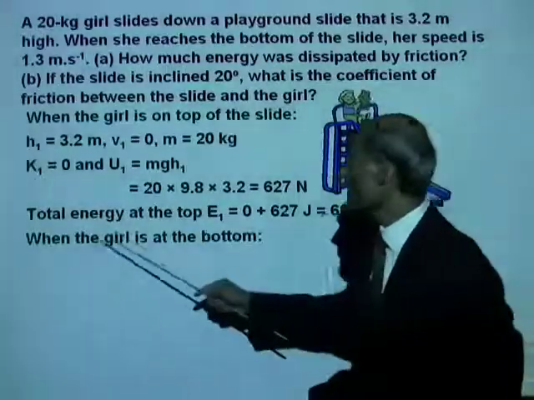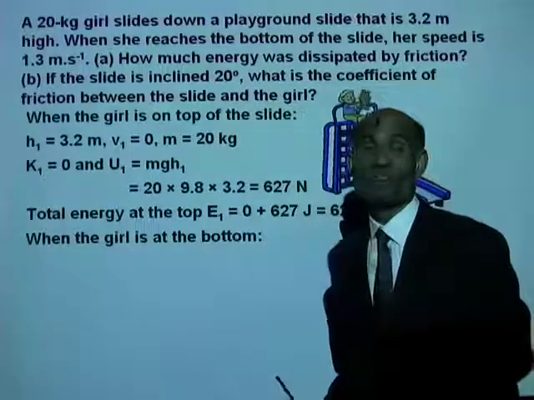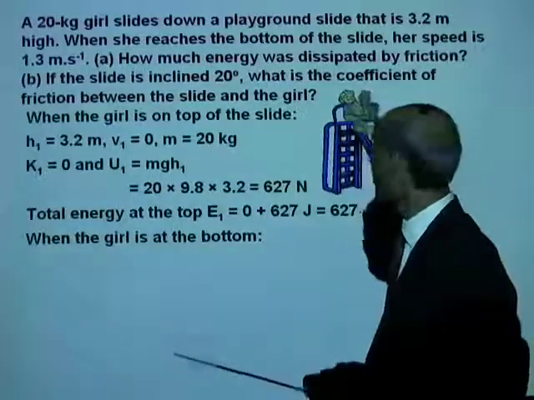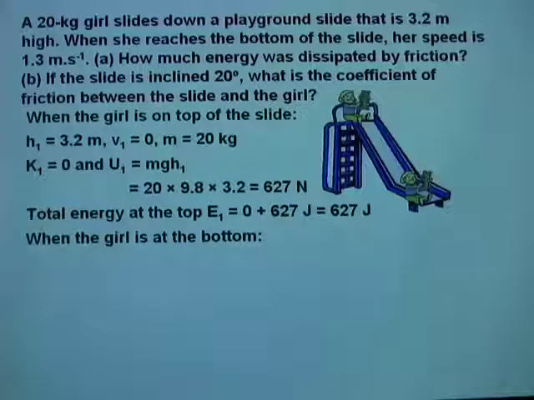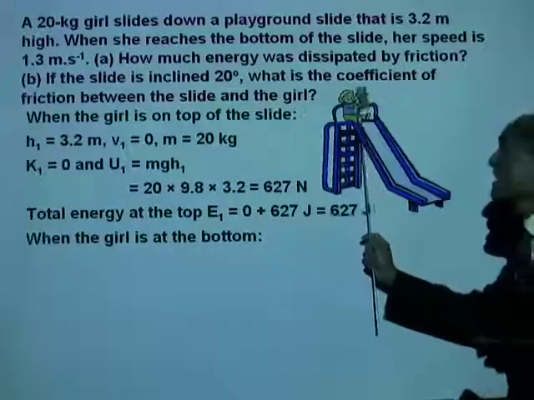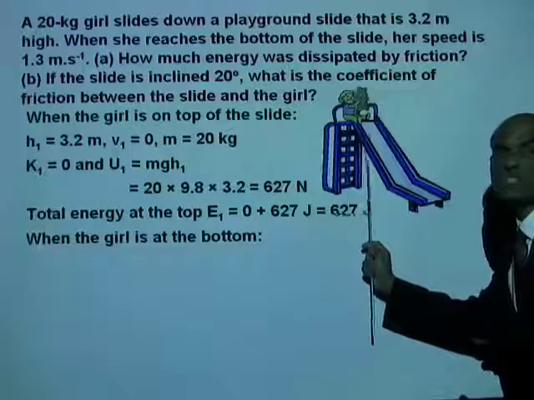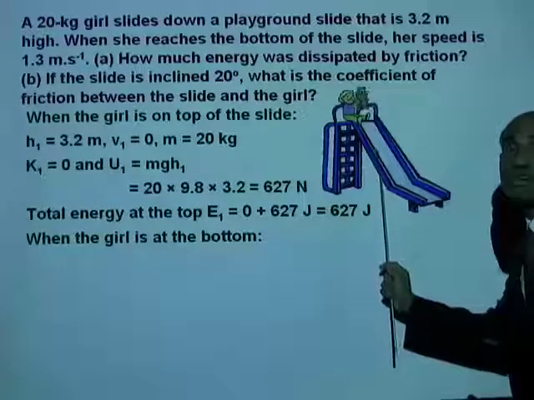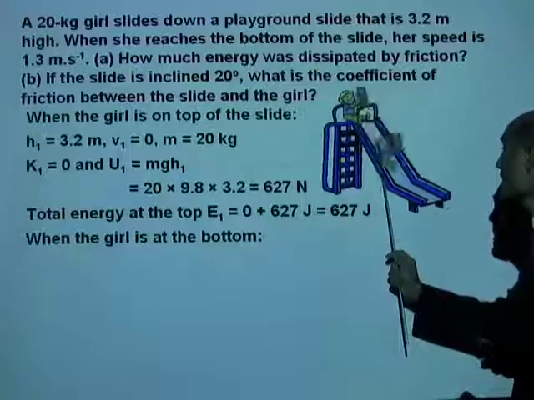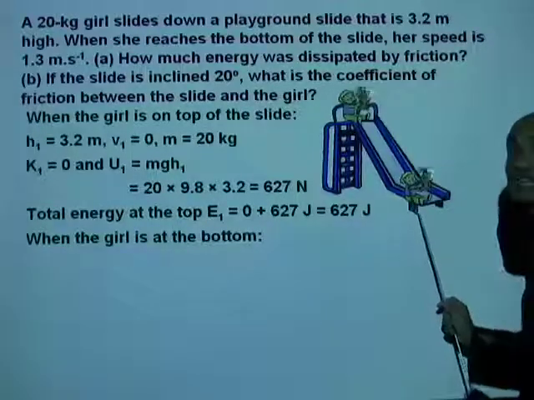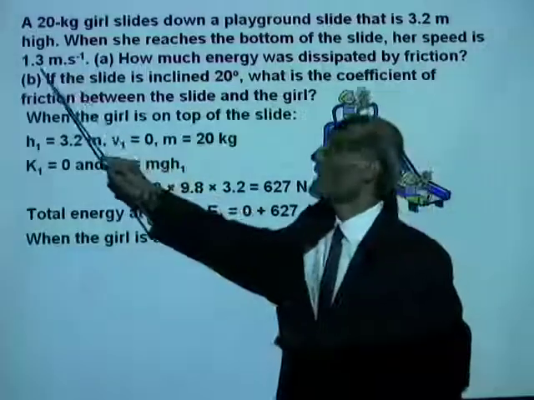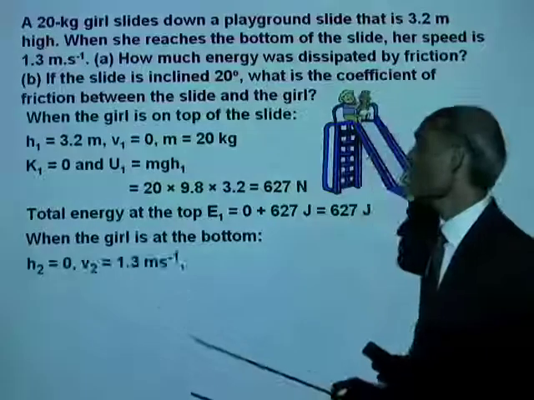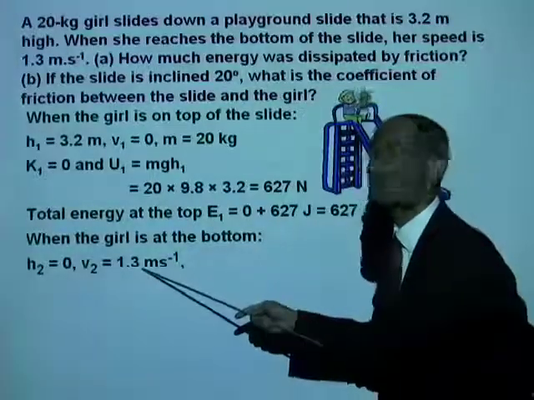Okay. When the girl is at the bottom, what is the situation we have? Well, she's sliding down. Okay, let's make her slide down one more time. You can see when she slides down, a lot of energy is spent in doing work against friction. Is that right? Watch her sliding down. There you are. And in sliding, she acquires a speed. How much is the speed? At the bottom, her speed is 1.3 meter per second.